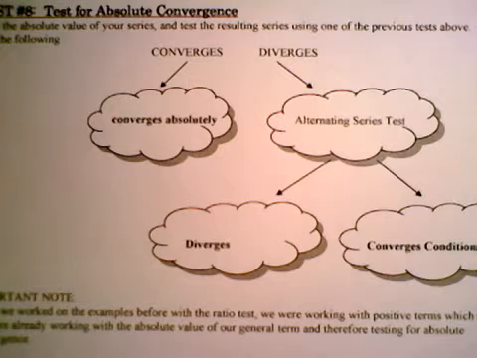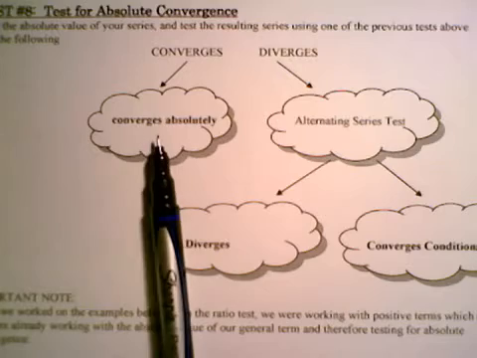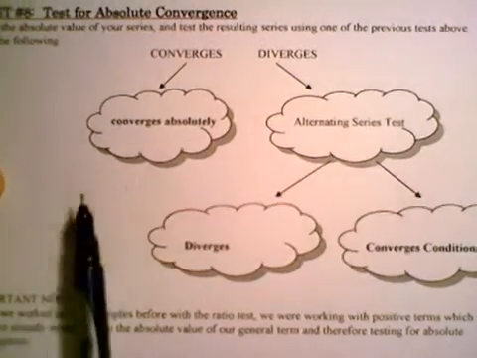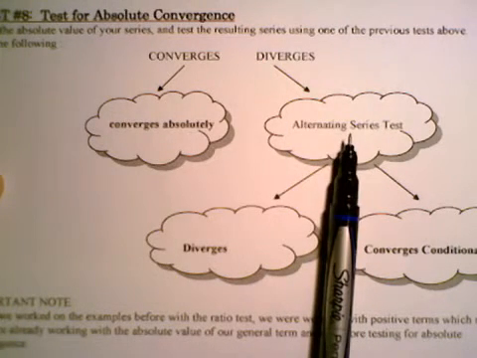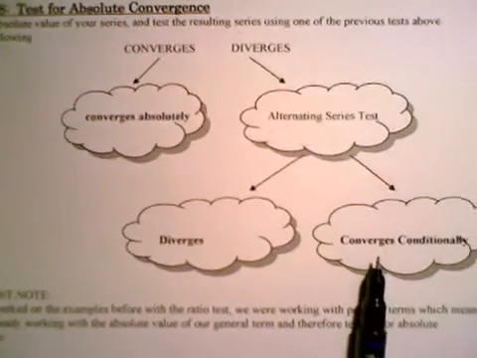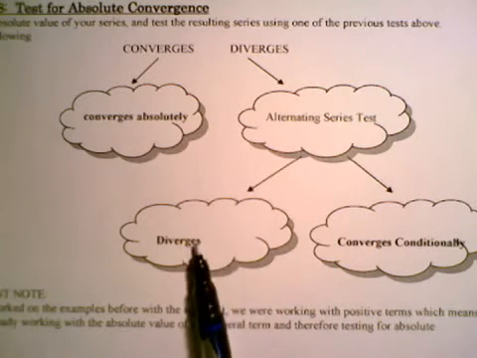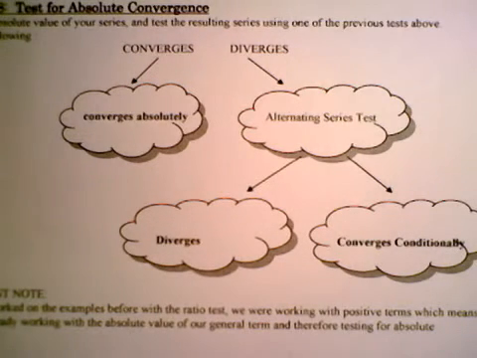Okay, so the test number 8, the test for absolute convergence. This is just a summary. If the series converges absolutely, then the series converges. If you test for absolute convergence and it diverges, then use the alternating series test. If it converges, then you would say it converges conditionally. And if it still fails the alternating series test, then you would say that the series diverges.